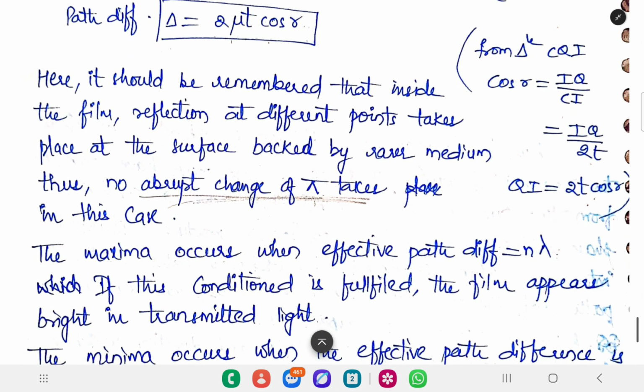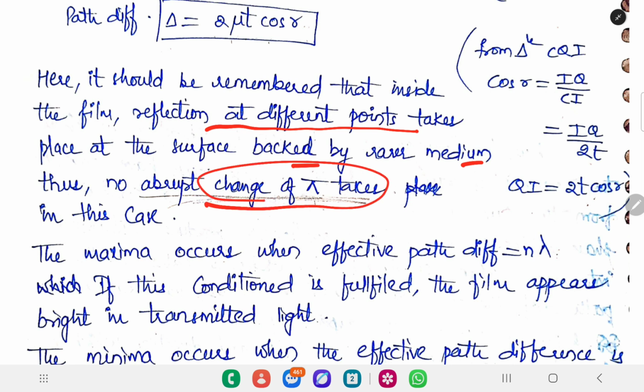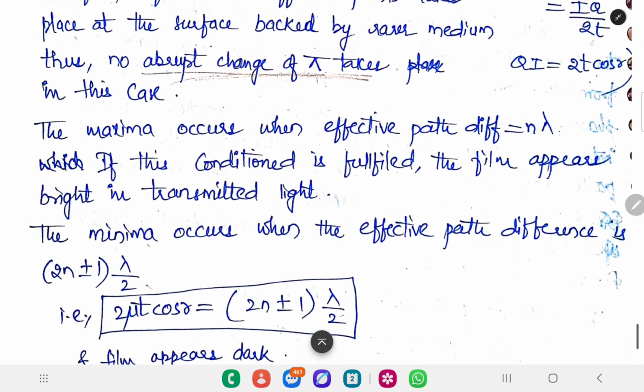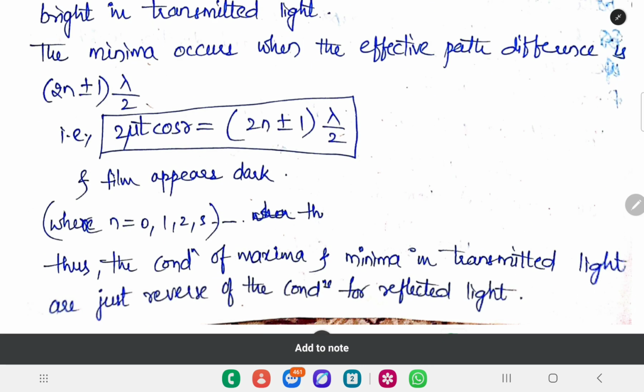It should be remembered that inside the film, reflection at different points takes place at the surface by a rarer medium, so no abrupt change of pi takes place here. No phase change is there. The maximum occurs when the effective path difference is n lambda, and the minima occurs when it is (2n plus 1) lambda by 2. That is, 2 mu t cos r equals (2n plus 1) lambda by 2, so the film appears dark over here.